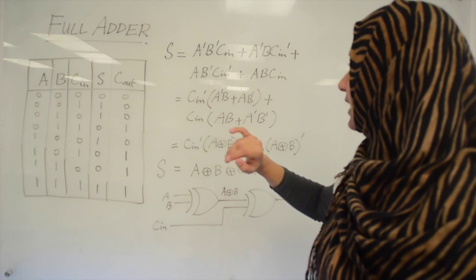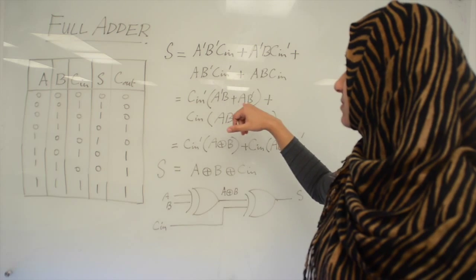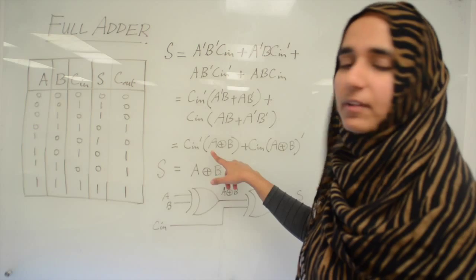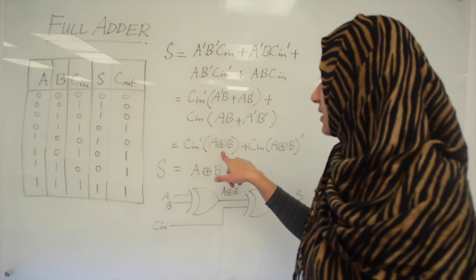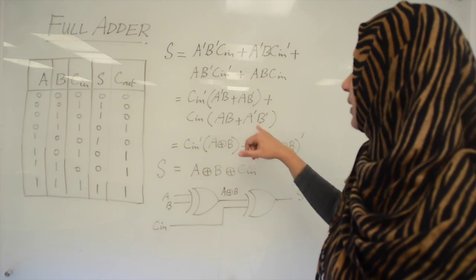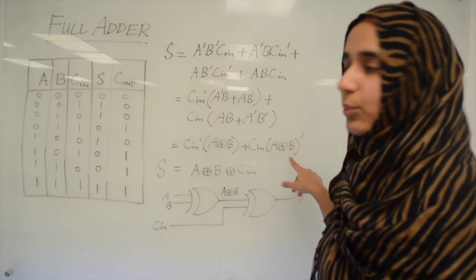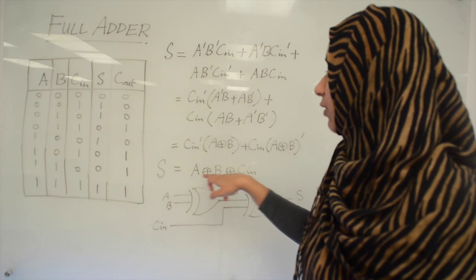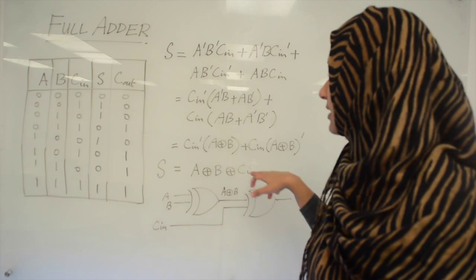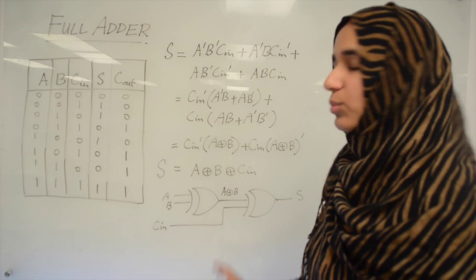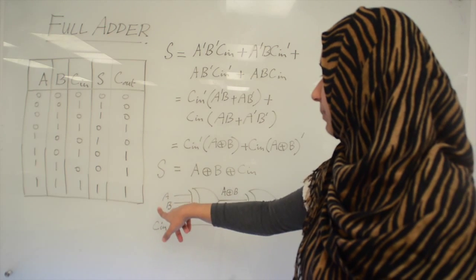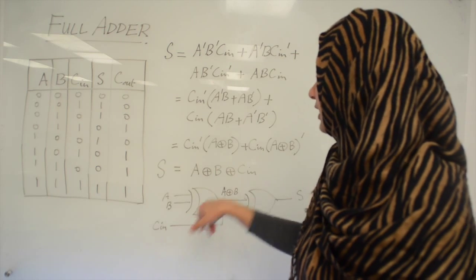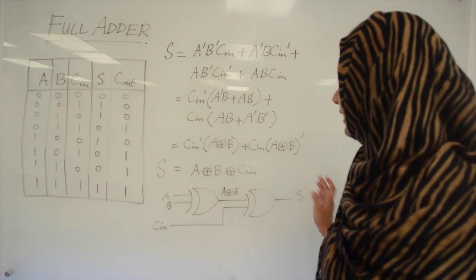And then as you can see over here, A'B + AB', which is actually an expanded form of XOR of A and B. So you'll write it like this. Similarly, this is an expanded form for XNOR between A and B. So finally, our equation will be an XOR of A and B, and then XORing that with Cin. And the circuit would look like this, where we take A and B, XOR it, and then we XOR the output again with Cin and get the final sum.